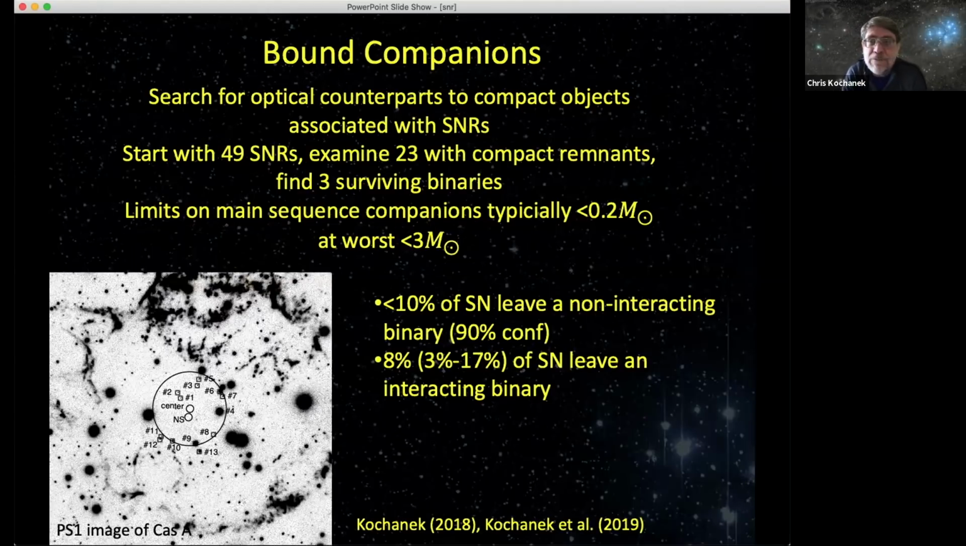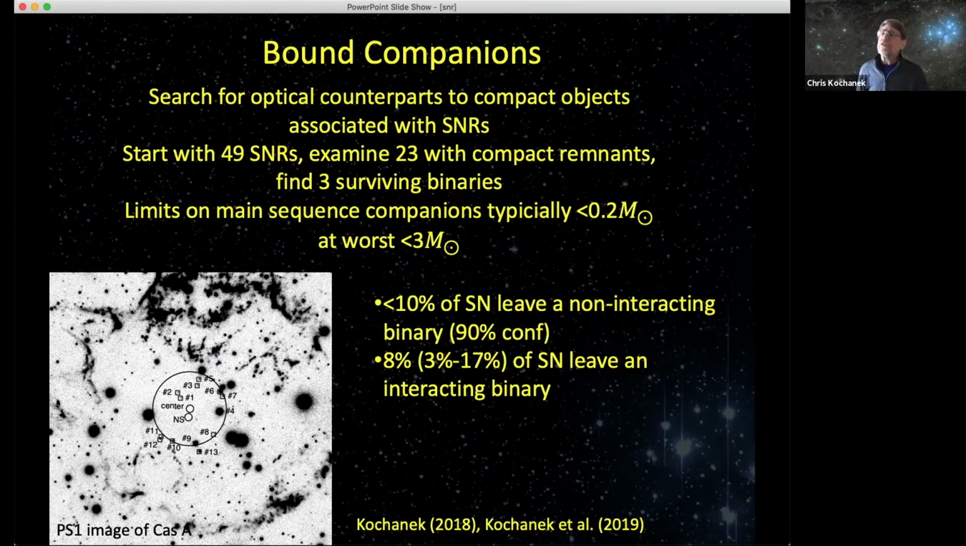Bound companions are really simple if someone has identified the compact object. You just look at the compact object and see if it's got a star associated with it. The picture at the bottom left is the center of the Cas-A supernova remnant. There is the location of the neutron star. This is just a Pan-STARRS 1 image. I think you'll agree there is no one in the hole at the neutron star. And so Cas-A was not a binary, or is not a binary now.